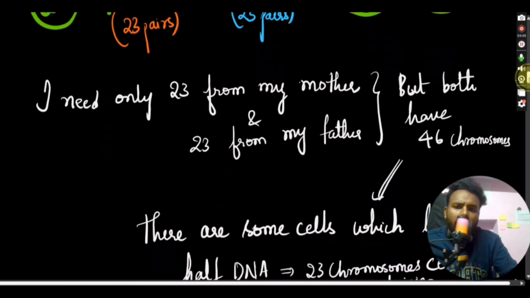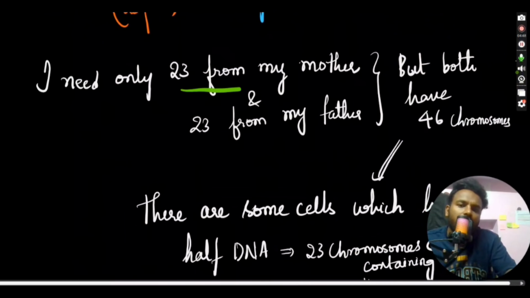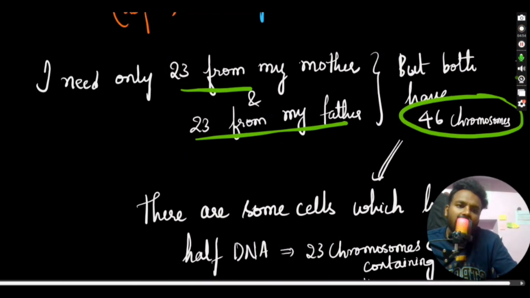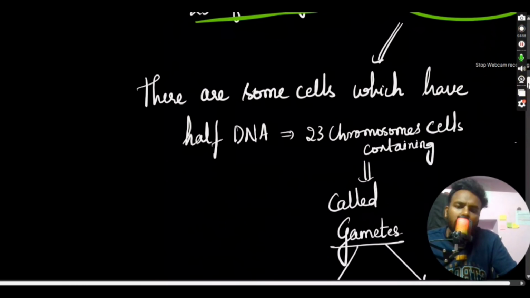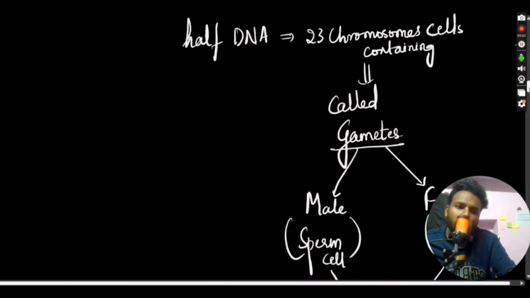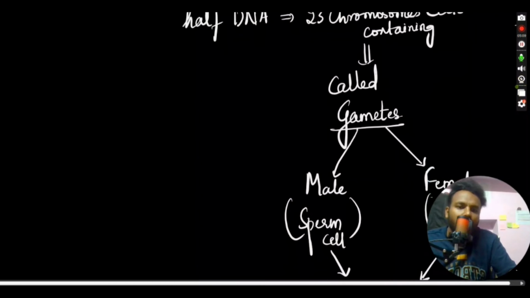So I need only 23 from my mother and 23 from my father, not pairs, because both have 46 chromosomes. So from that, we should get only half from each, 23 chromosomes and 23 chromosomes, right? So there will be some cells in the human body which will have 23 chromosomes.